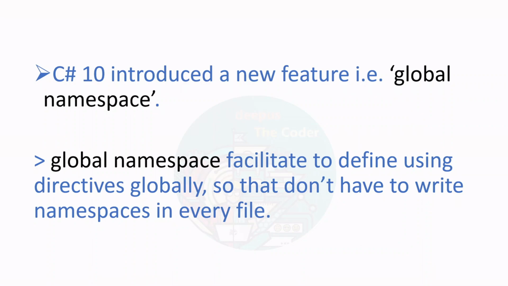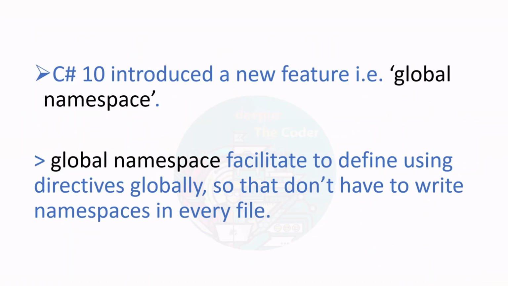That means if you define any namespace in one class, we cannot reuse the same namespace in a different class. So if it is required in a different class, again we have to write this namespace in that different class itself. To resolve this issue, the C# 10 version introduced a new feature, that is global namespace. With the help of this global namespace, we can define any namespace globally at the project level.